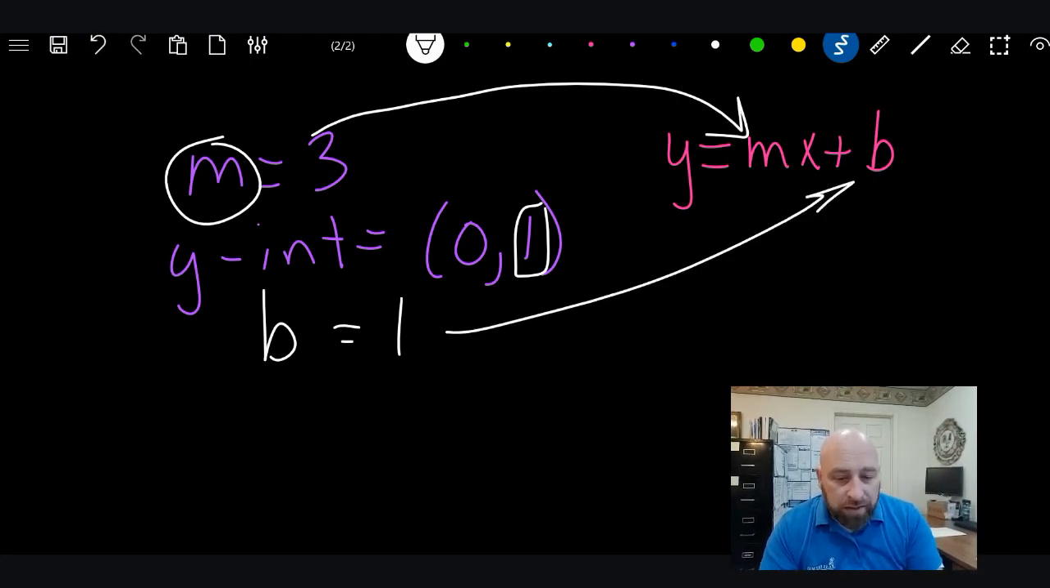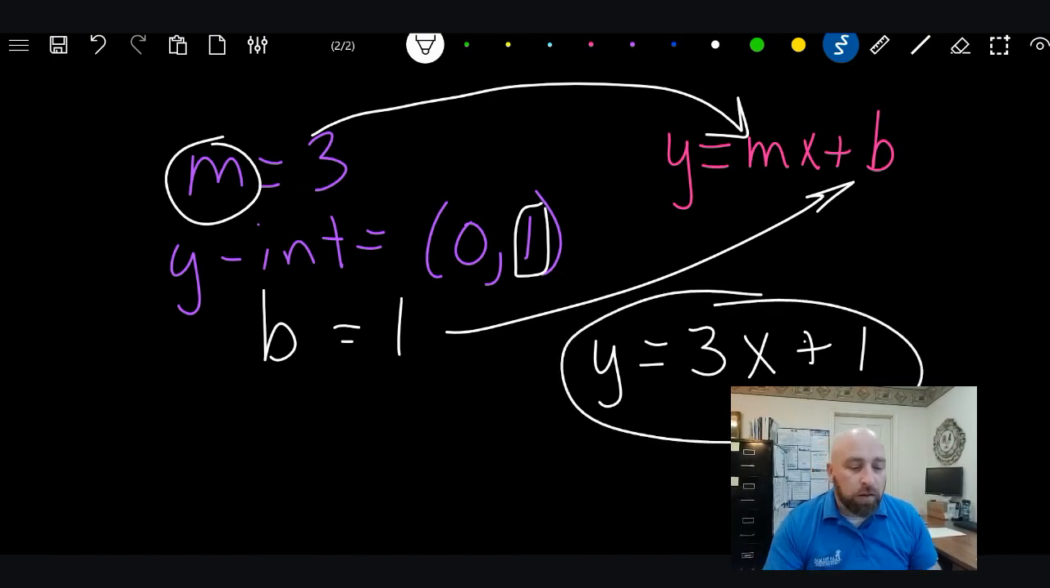So what would that look like? That would look like y equals 3x, excuse me, I wrote that wrong, 3x, because we're substituting the 3 in for the m, 3x plus b, the b equals 1. And so there you go. y equals 3x plus 1. That would be your converting it into slope-intercept form.